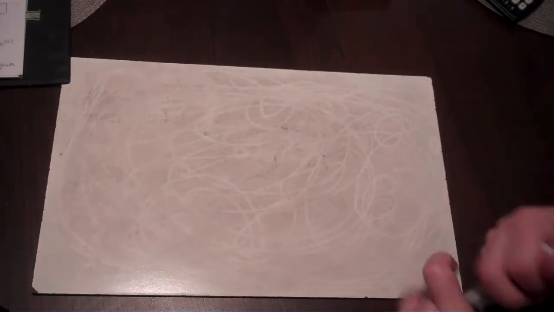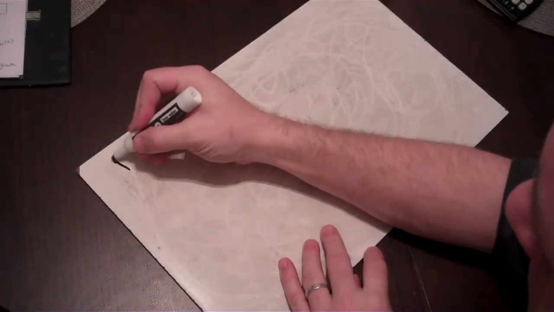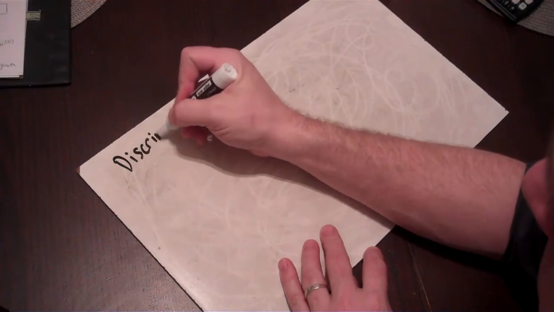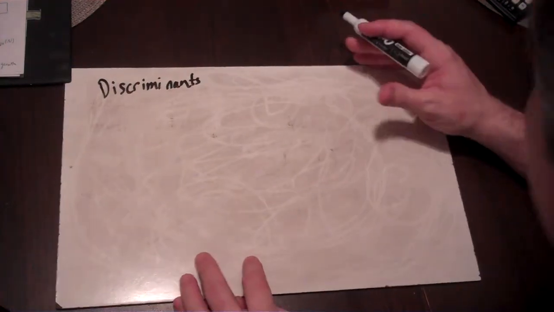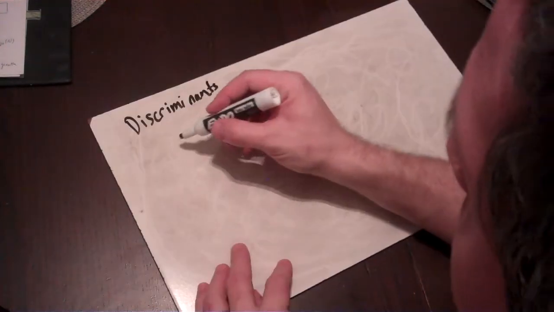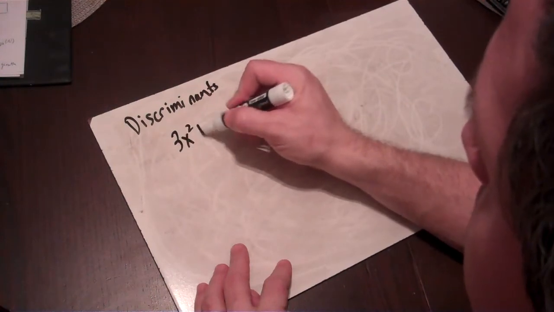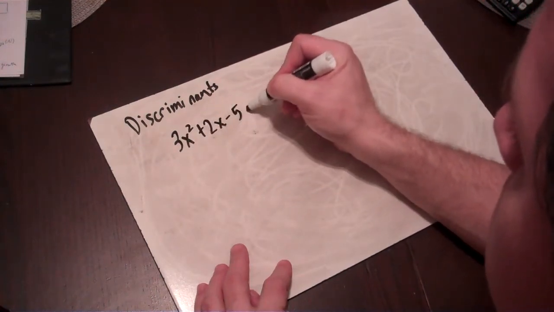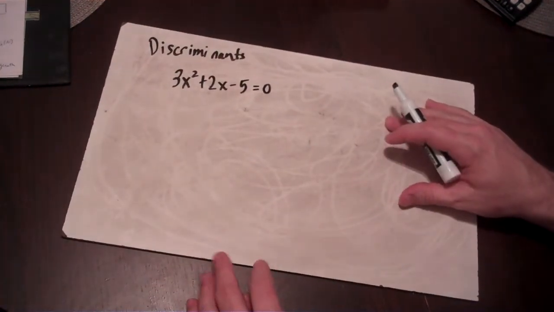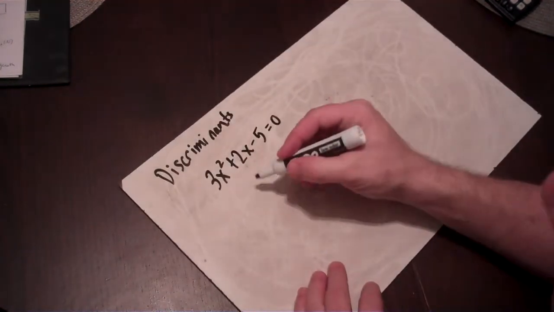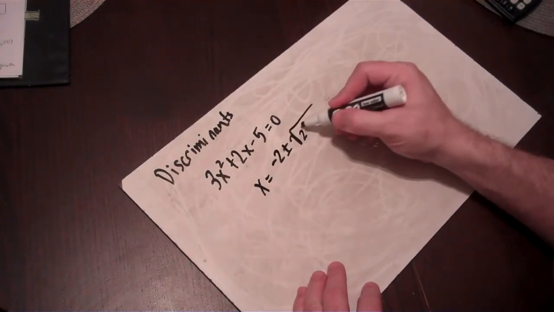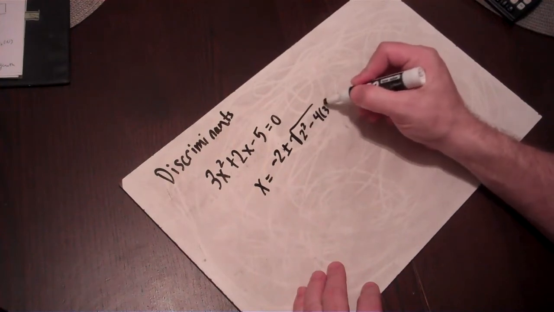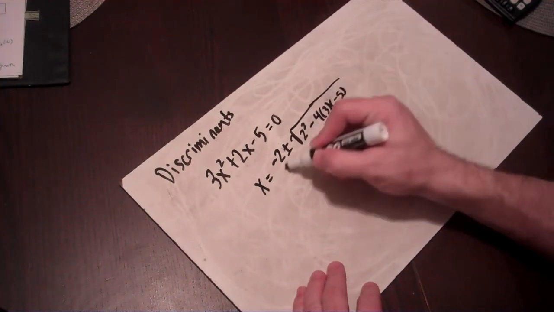Okay, so today I want to tell you a little bit about discriminants. And the idea basically goes something like this. Suppose that you have a quadratic equation, maybe like 3x squared plus 2x minus 5 equals 0, and you want to solve it. Well, when you go to solve it, you're going to say x is equal to negative b plus or minus the square root of b squared minus 4 times a times c, all over 2a.